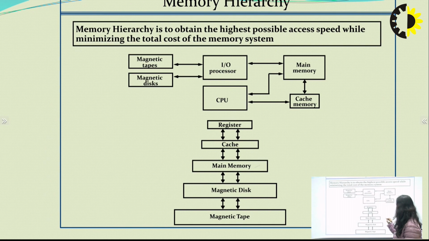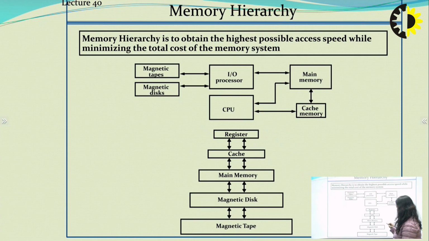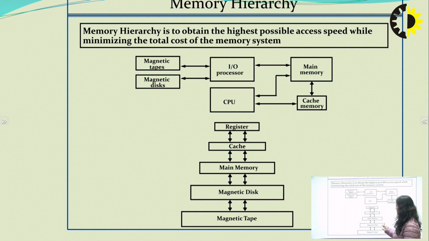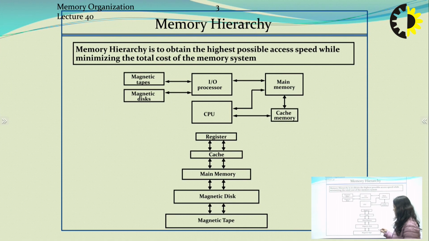The main memory is comprised of RAM and ROM chips. Then we have magnetic disks and magnetic tapes. Magnetic disks include CDs, which we had previously, and magnetic tape includes cassettes, recordings, video cassettes and all. Those are examples of magnetic tape.